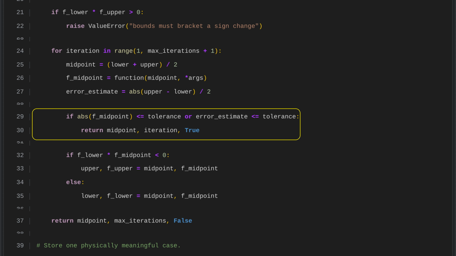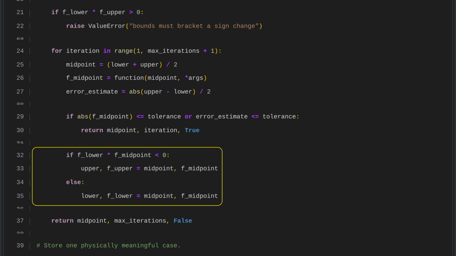It does this by testing either whether the function value at the midpoint is within the tolerance or whether the estimated error from the interval width is small enough. If either test passes, the method returns the midpoint, the iteration count, and a true value indicating successful convergence.